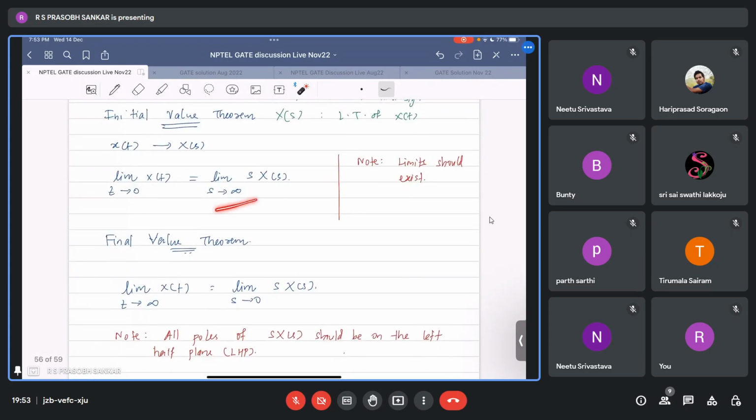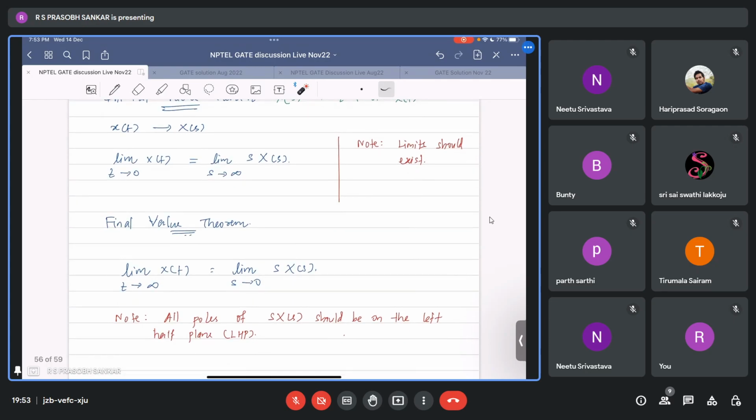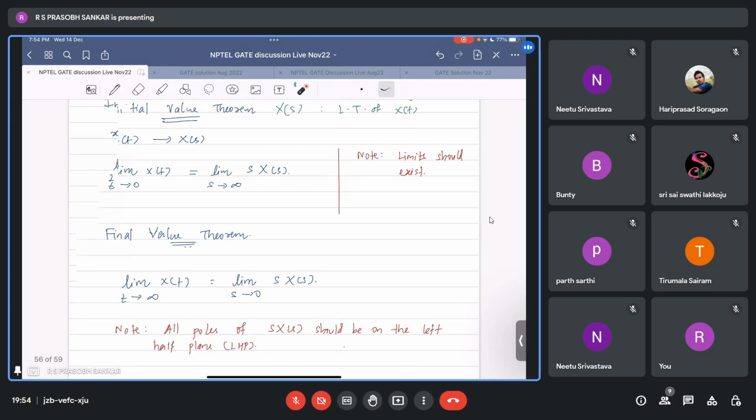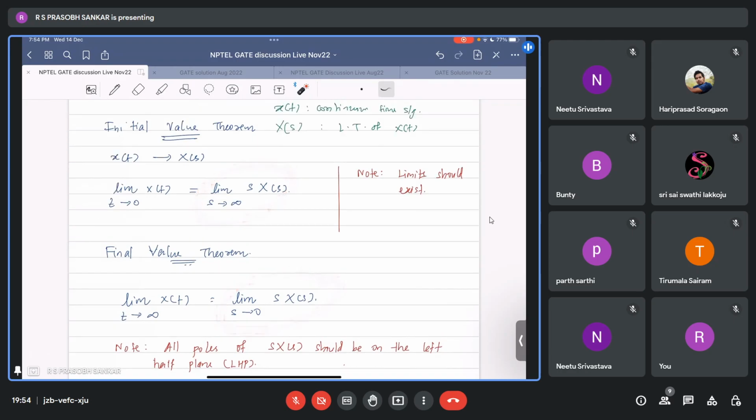Now, if you want to apply these theorems, these limits should exist in the first place. If there is no limit, then we can't really do anything. And for the final value theorem, all the poles of s times X of s should be on the left half plane. Otherwise, we can't do this, or if we apply it, we might get values like infinity. Apart from that, the initial value is given by the limit of s going to infinity of s times X of s, whereas the final value is given by the limit of s going to 0 of s times X of s.